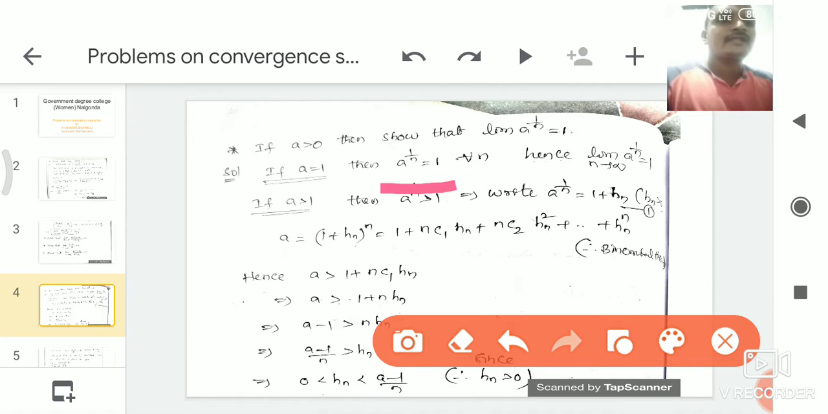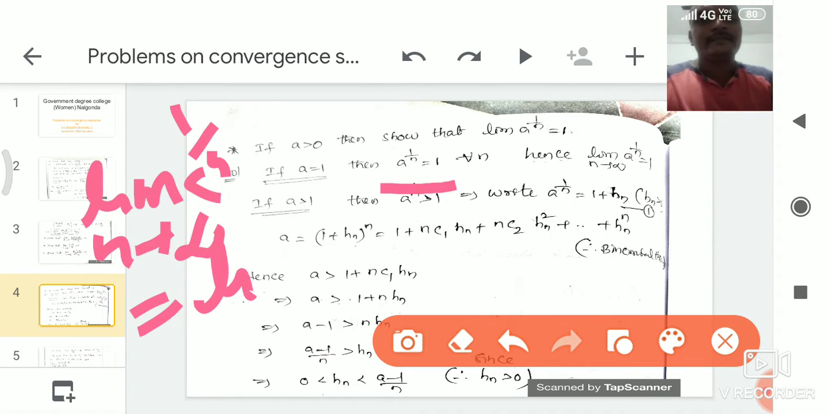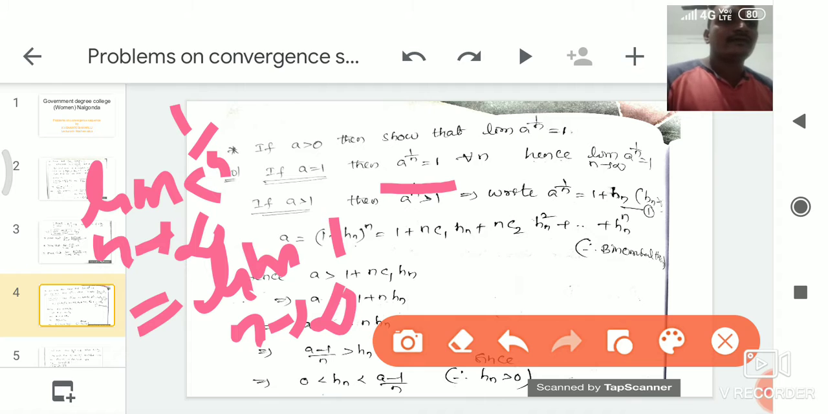Here we apply limits on both sides, that is, limit n tending to infinity of a power 1 by n is equal to limit n tending to infinity of 1. So what is the value of limit of 1? Limit of 1 is equal to 1. From that we get limit n tending to infinity of a power 1 by n is equal to 1. So whenever a is equal to 1, the problem is true.